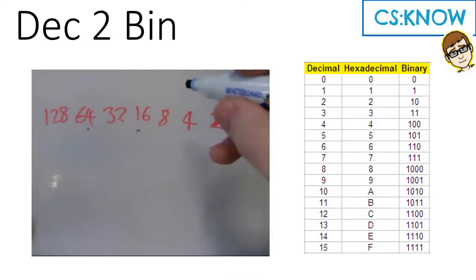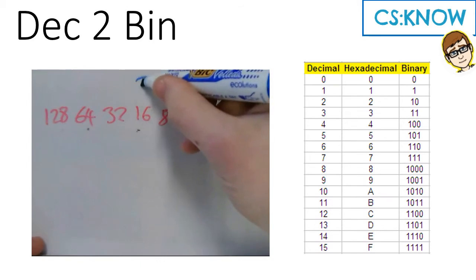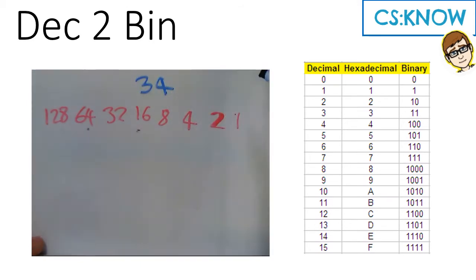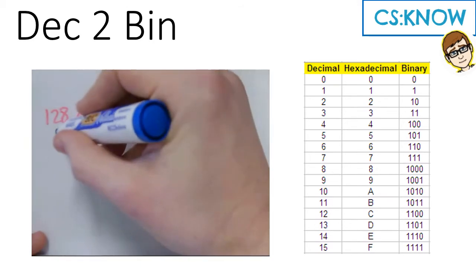So if we want to use that column, we put a 1. If we don't want it, we put a 0. Let's try again. Say the number was 34.